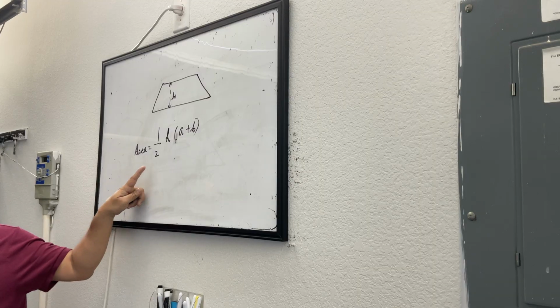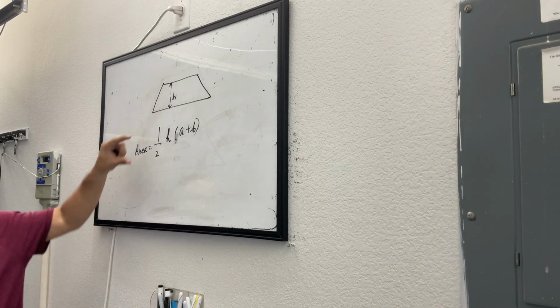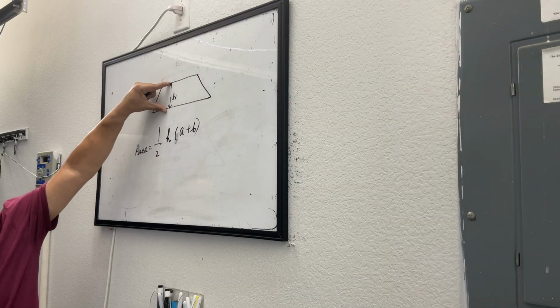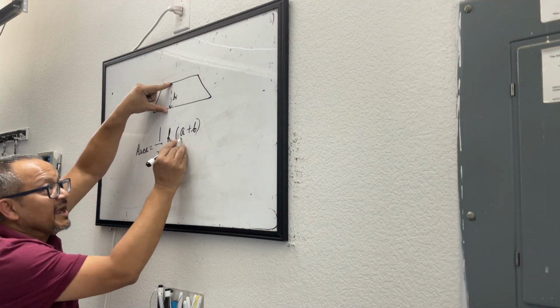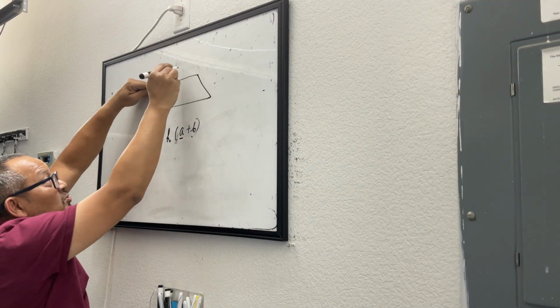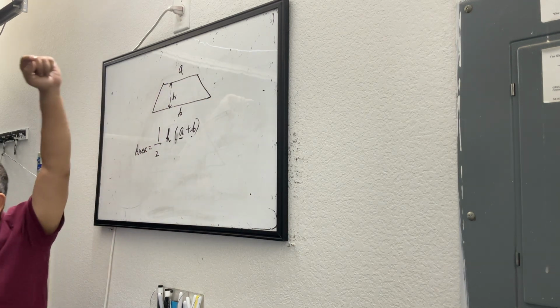Area equals half into height times a plus b. Now what is height? The distance between the parallel lines, or the height of the trapezoid, like what Praneeth said. And what is A and B? A and B are the two sides which are parallel, the lengths of the two sides which are parallel to each other.